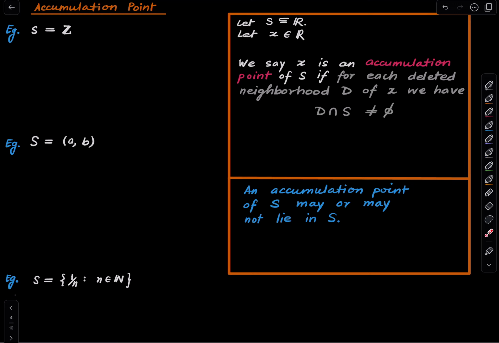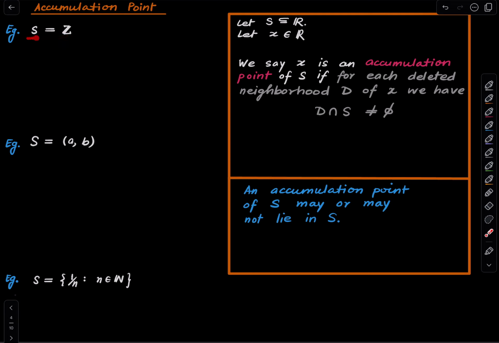So we'll see examples to understand the concept, but let's try to flesh it out verbally a little bit. We say that x is an accumulation point of S if in every deleted neighborhood of x, there is a point of S. So in some sense, you could say that S is not leaving x alone. That's heuristically what you can say. So let's try to foster our understanding using an example.